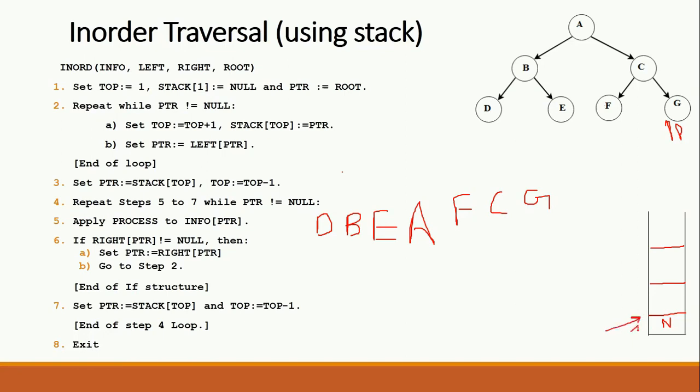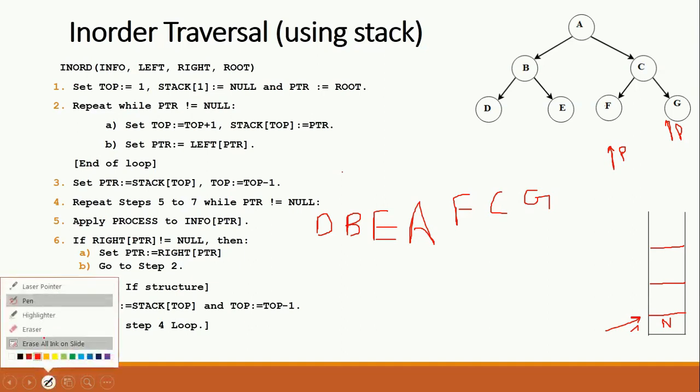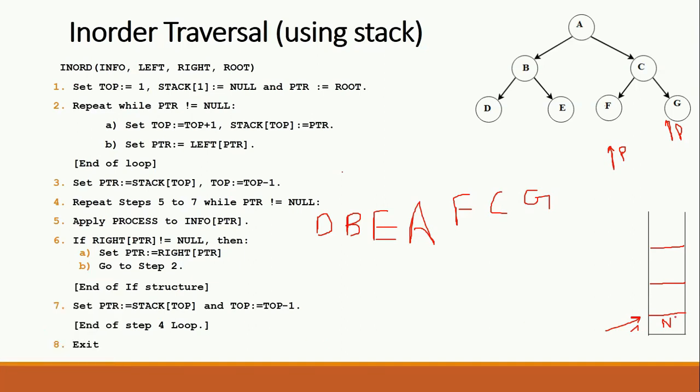In the current scenario, the PTR is not null, so I apply the process on G. Now the right child does not exist. So step number 6 is not going to work. It says whatever you have in the stack top, the PTR should point there. What I have in the stack top is null. So the PTR will now point to null and top is equal to top minus 1. So this is deleted, and this is also deleted.